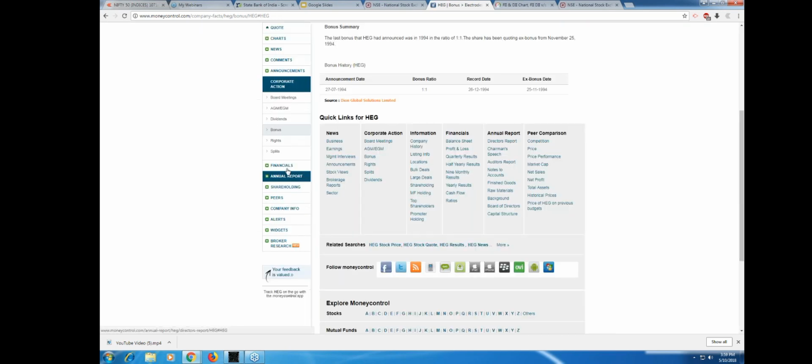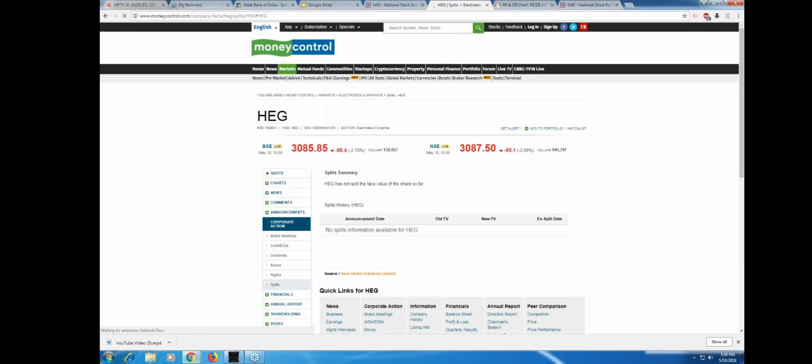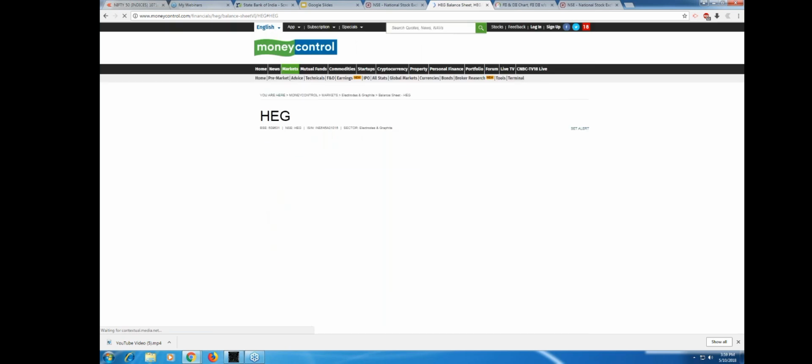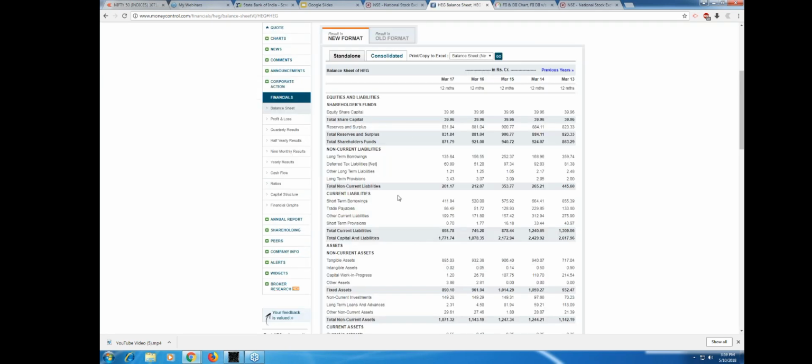And then bonus, all the detail that you want, right? They have given a 1:1 bonus long back. Right now there is nothing. Splits. Let's see if the stock has split into any parts. No split information available. Let's go to the financials of this company. When I'm teaching you this, then I'm going to talk about it.